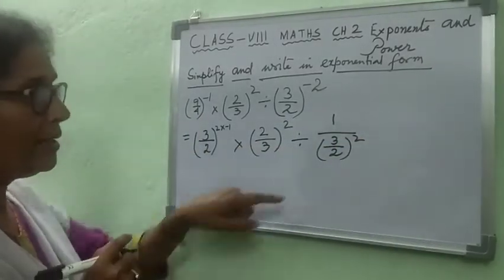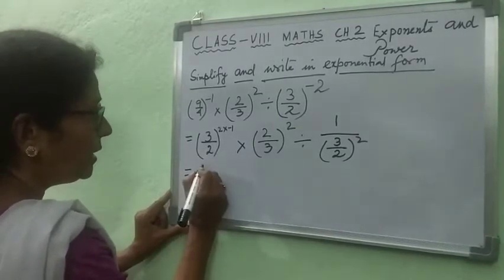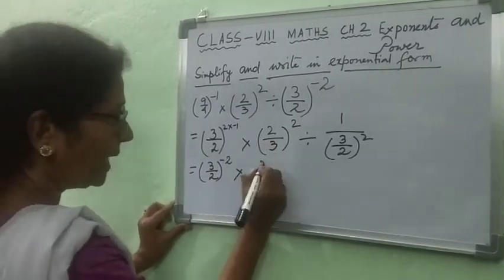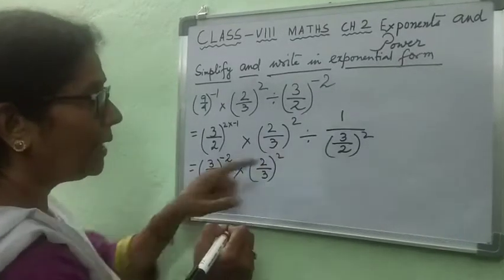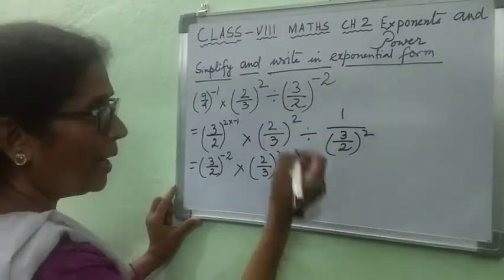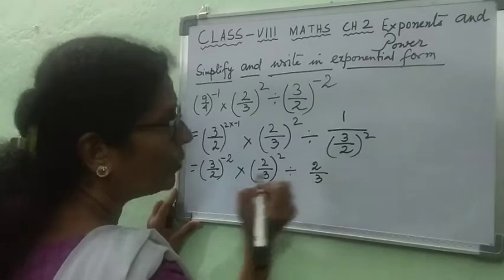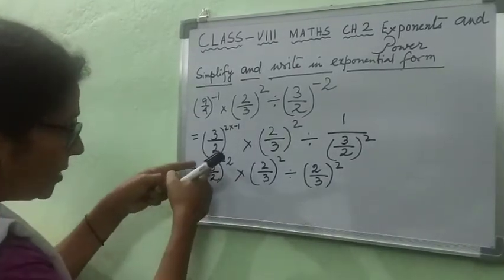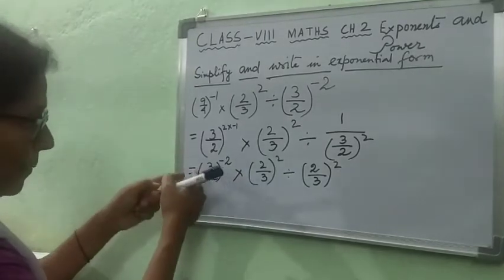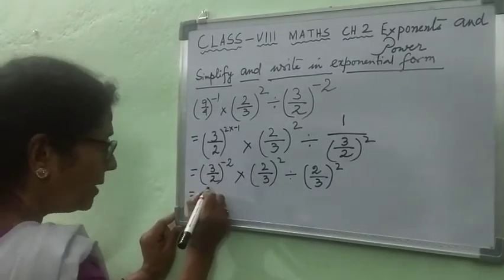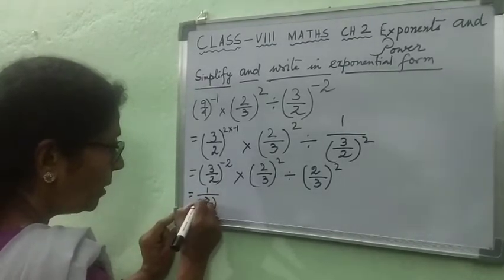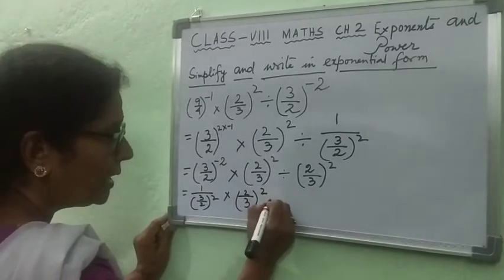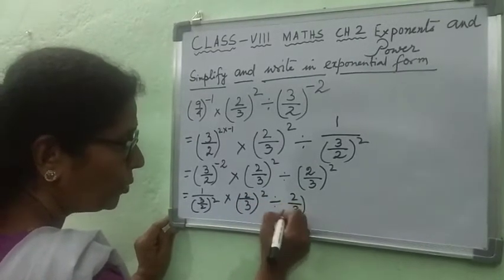Now it becomes positive. Now children, here you see what you have to do. (3/2)^-2 into (2/3)^2. Then it is reciprocal, so 2 will come up and 3 will go down, whole to the power 2. Now here you see 3 by 2, 2 by 3 and 2 by 3, but here 3 by 2 and the power is minus. So if I make it positive then it will become (3/2)^2 positive into (2/3)^2 divided by (2/3)^2.